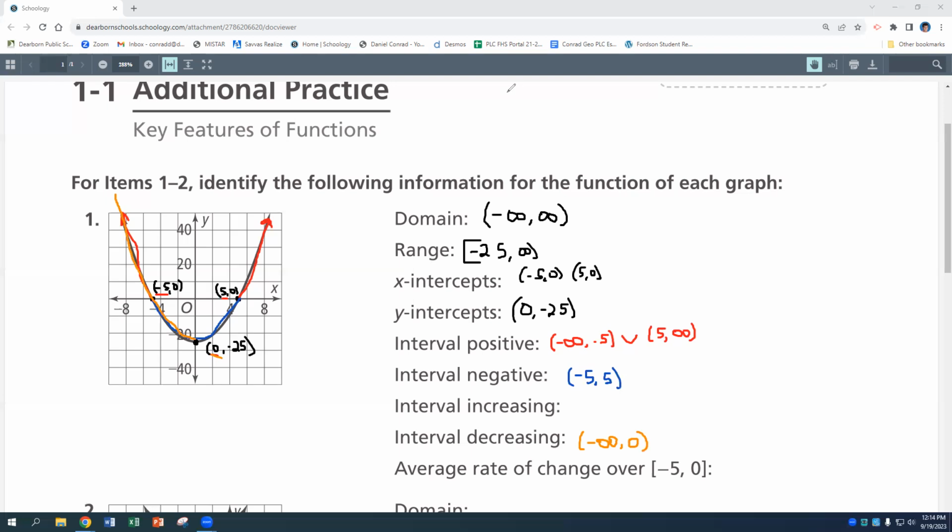Okay, then once we hit 0, we begin increasing. So we're increasing from 0 all the way to the right, as far as you can go, all the way to positive infinity. Okay, and then we're not doing average rate of change, so that one's crossed off.